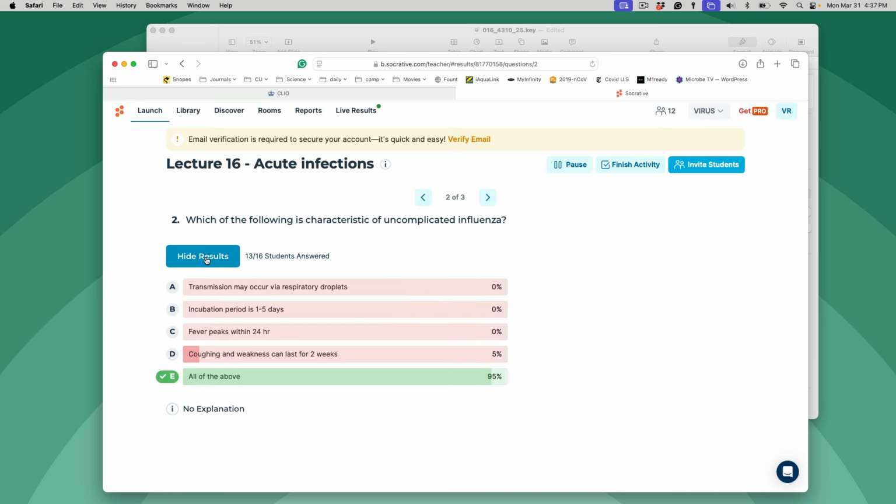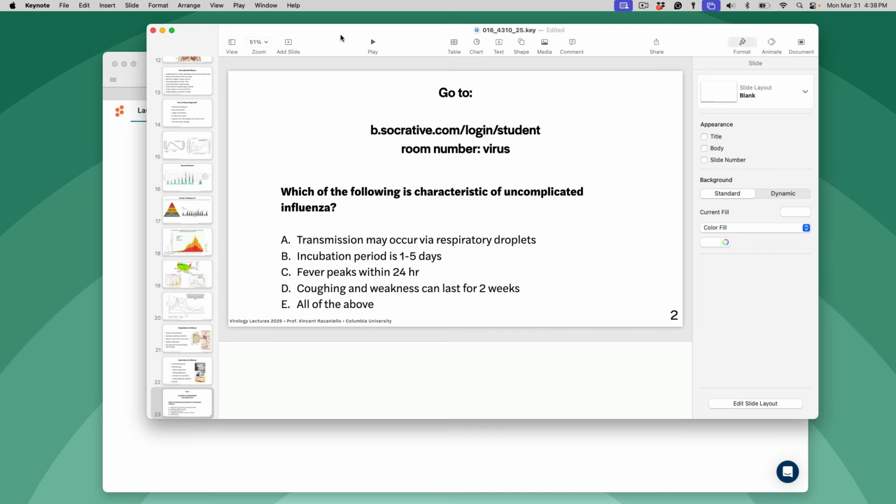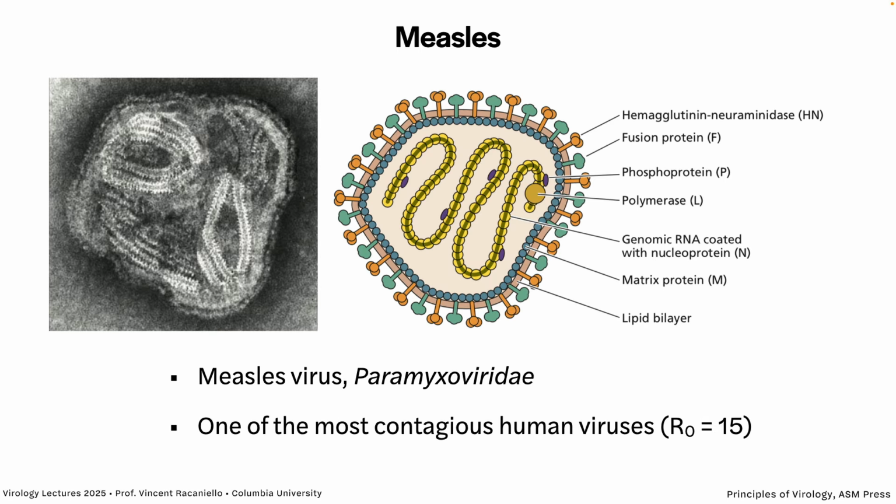All of the above, that's right. Almost 100. They're all characteristic of uncomplicated influenza. All right, let's go to measles.